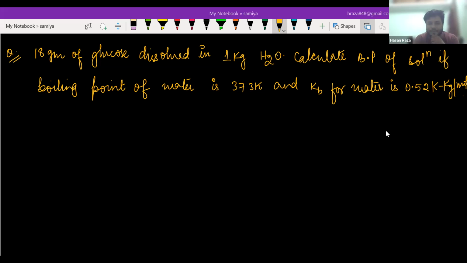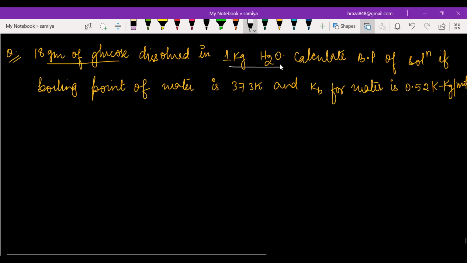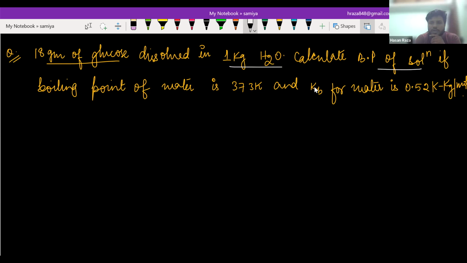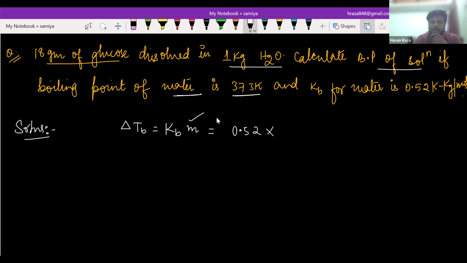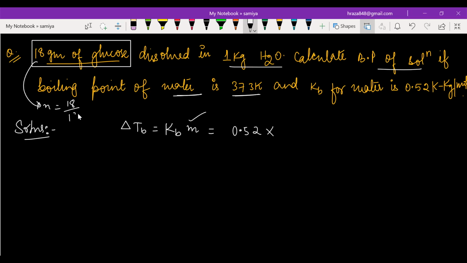373.052 Kelvin. See, 18 gram of glucose dissolved in 1 kg of H2O. Calculate the boiling point of the solution. The boiling point of water, that means pure solvent, is given as 373 Kelvin, and Kb for water is this. Delta Tb is equal to Kb into m. Now see, Kb has a value 0.52, and molality means number of moles of solute. You can easily calculate the number of moles of solute, that is given mass upon molar mass.